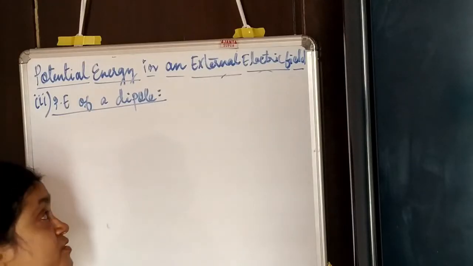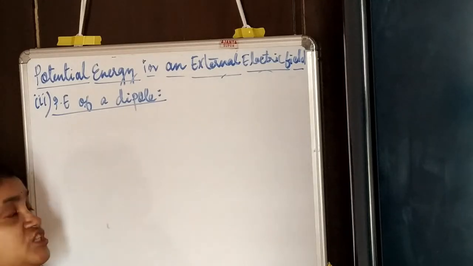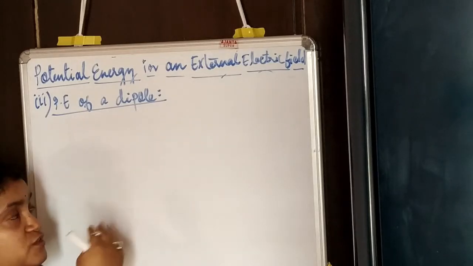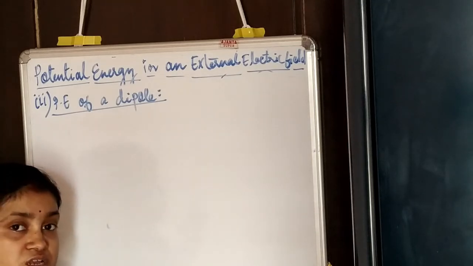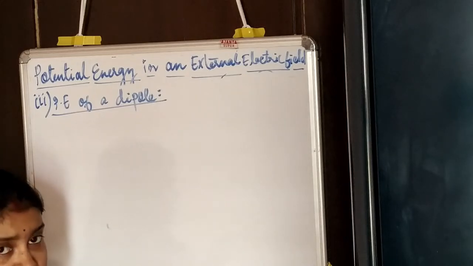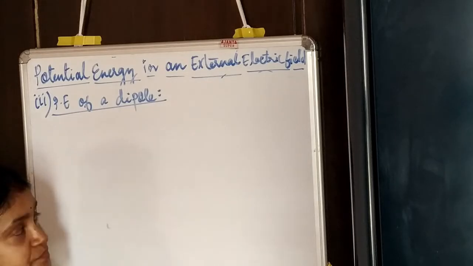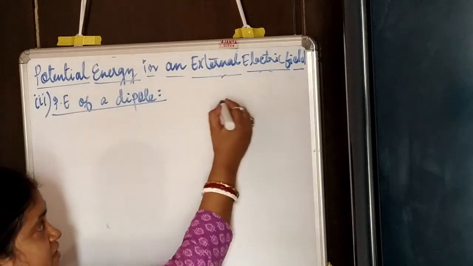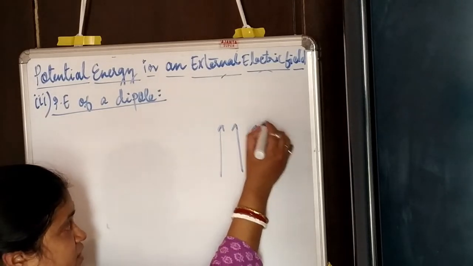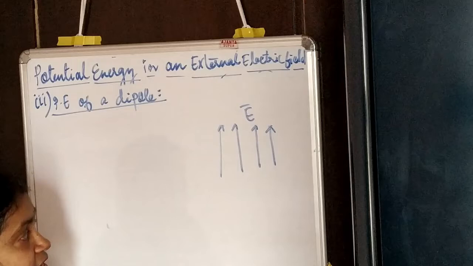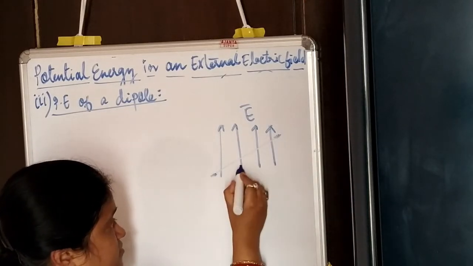Okay, so now we discuss the last topic in this, that is the potential energy of a dipole. Since we don't have the whole derivation in our syllabus, we are not going to derive the whole thing. So I'll just give you the expression. It is enough to know the expression and to understand how and why it is happening. So suppose I have an external electric field E in this particular direction, and I have a dipole placed in this electric field.